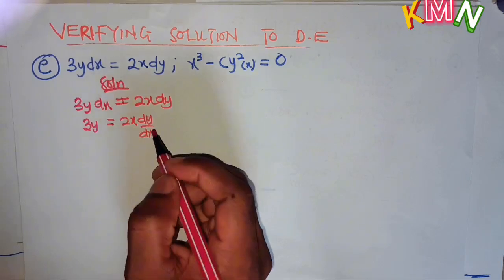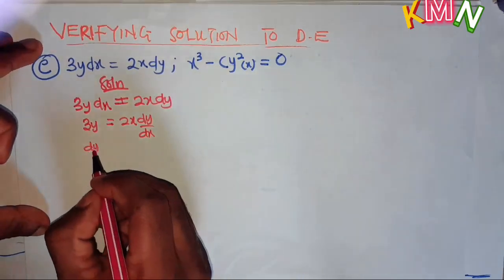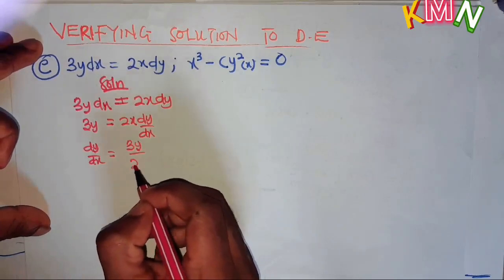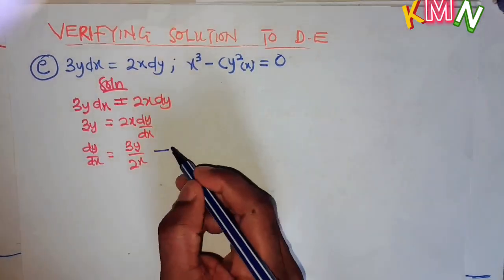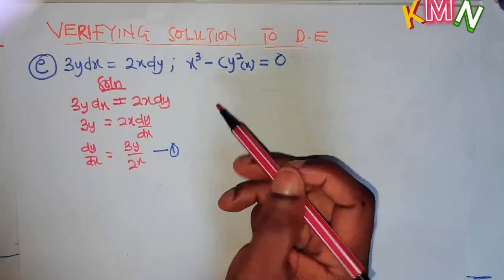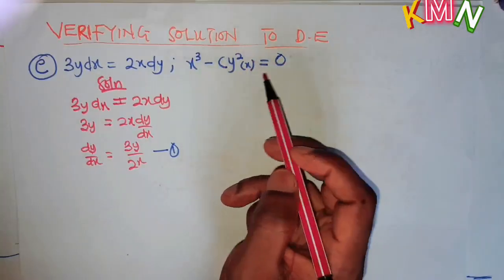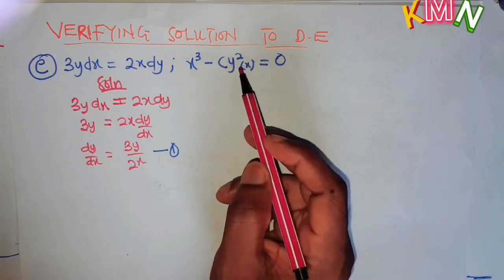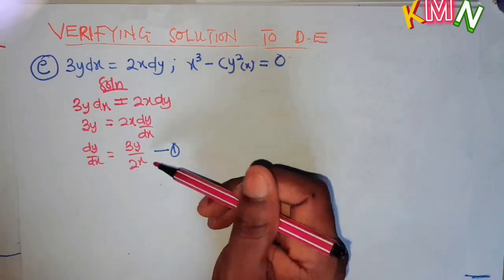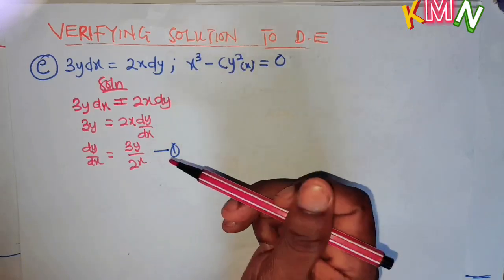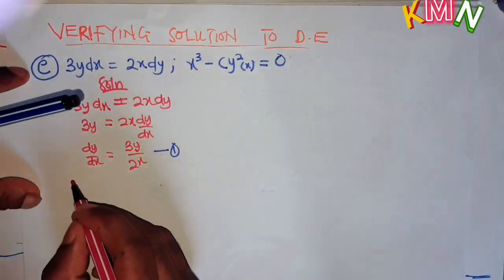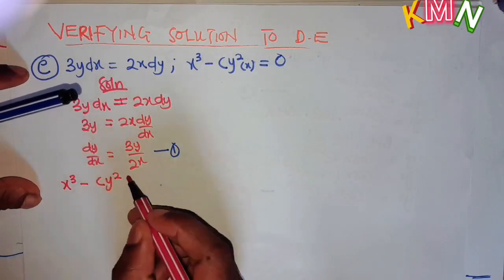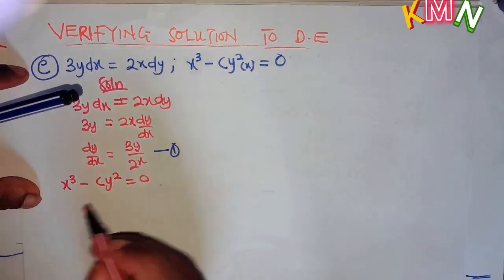So let's divide by the dx, and that's we're going to get 3y equals 2 dy dx. Let's make dy dx the subject, and that will give us 3y on 2x. Let's label that as our first equation. Over here, now in this problem, let's consider the whole function and try to differentiate and see if we make dy dx the subject and compare it with this, it will equal or not. So we have x cubed minus cy squared. We can ignore the x equals 0, so that x is ignored.